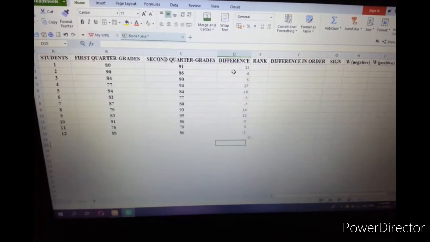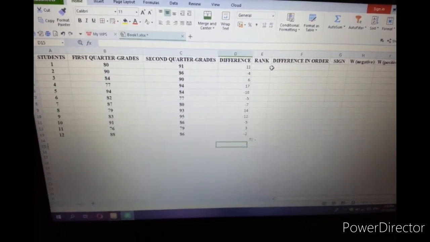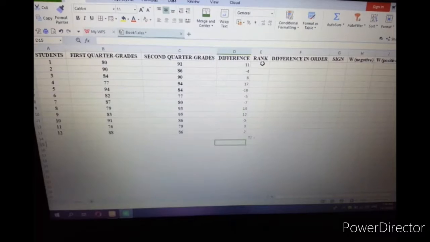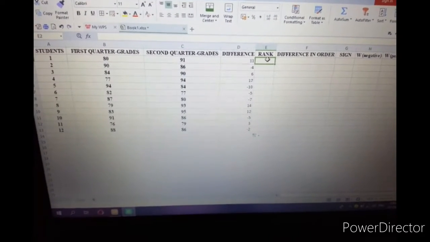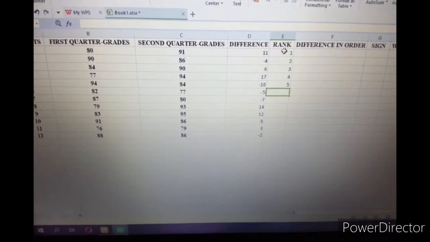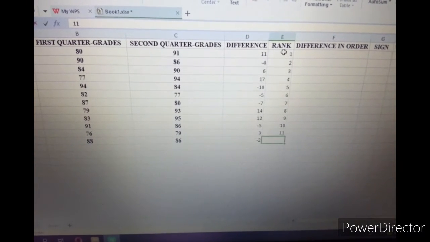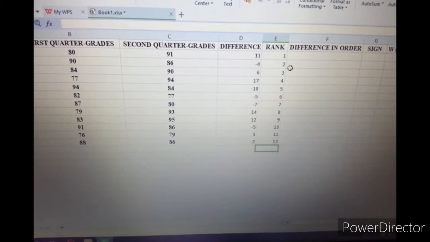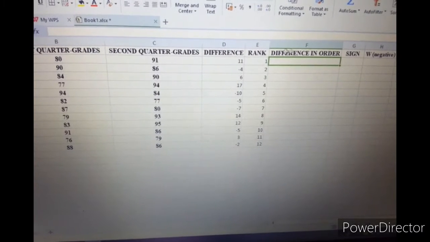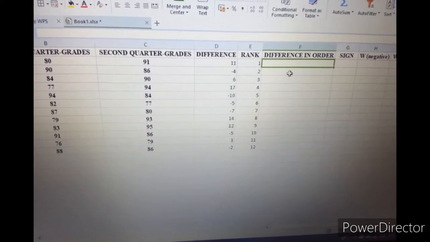So after computing the differences of their two sets of data, we need to place the differences in order here, and then we need to rank them. So first, we need to put their rank: 1, 2, 3, 4, 5, 6, 7, 8, 9, 10, 11, and 12. So we're done with the ranking. So next thing to do is we need to get their differences but in order.